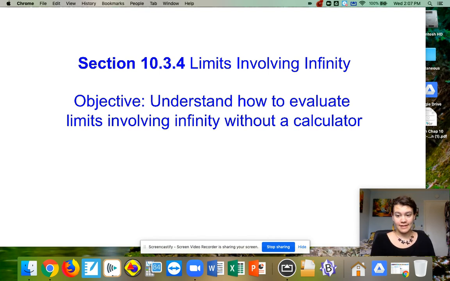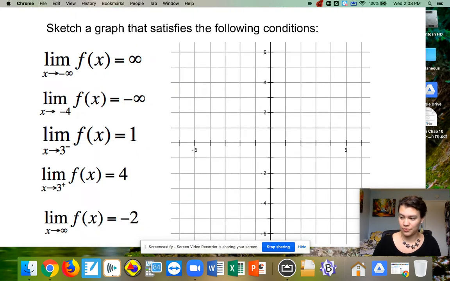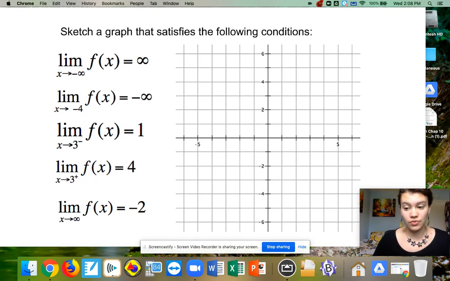All right, so last day of limits. We're doing limits involving infinity. So instead of going to like 1 or 2 or 3 or a normal number, we're gonna do limits going to infinity. We're gonna start off by graphing though. So here we have a graph and we have a list of limits, and we're gonna use these limits to sketch about what the graph will look like, or like the points of discontinuity of the graph, basically.